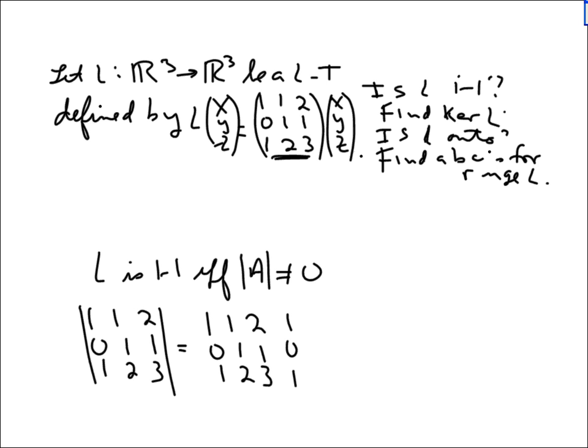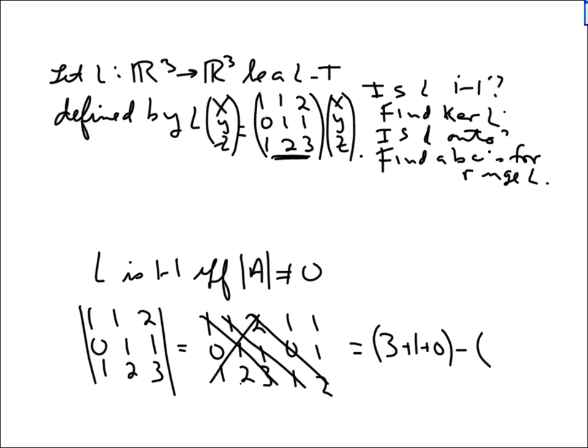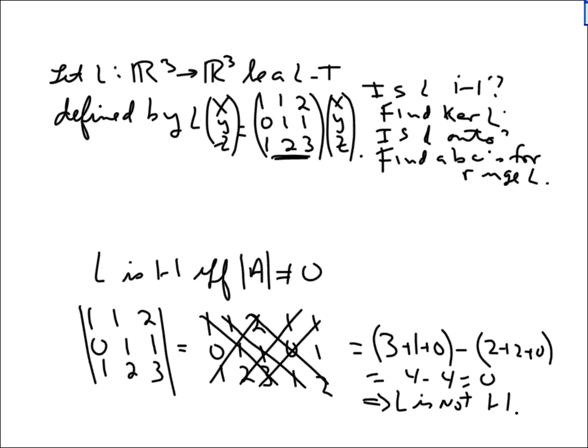1, 0, 1, 1, 1, 2. You get 3 plus 1 plus 0, 3 plus 1 plus 0, 4 minus 2 plus 2 is 4 plus 0, 2 plus 2 plus 0. You get 4 minus 4, which is 0, which implies L is not 1 to 1. Nice and cleanly.